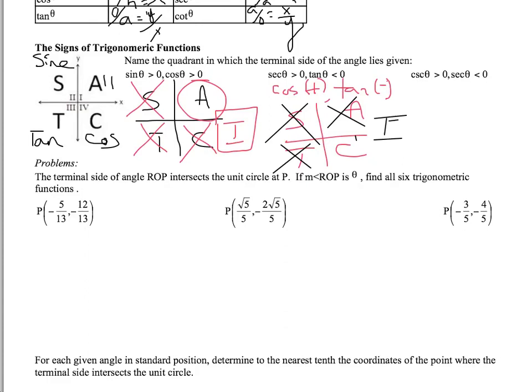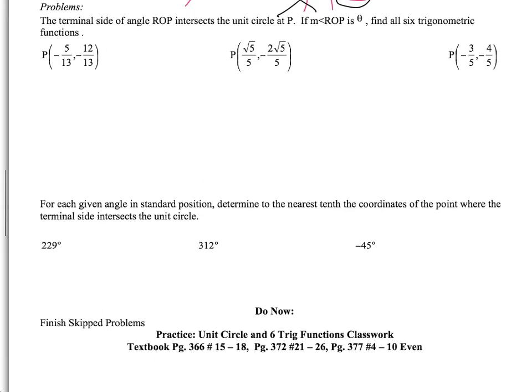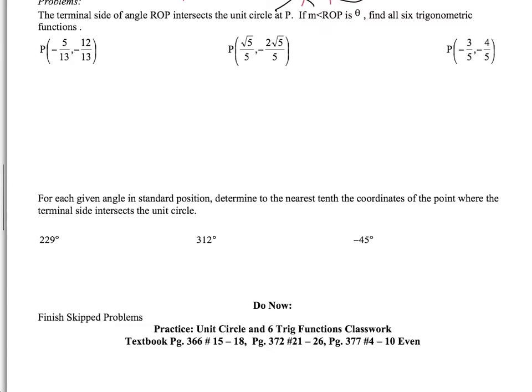I'm going to have you guys try that third one. Okay, moving on. You have this point on a unit circle. The important piece here is that we are in a unit circle. Find all 6 trig functions. And this is pretty easy because we're in a unit circle.